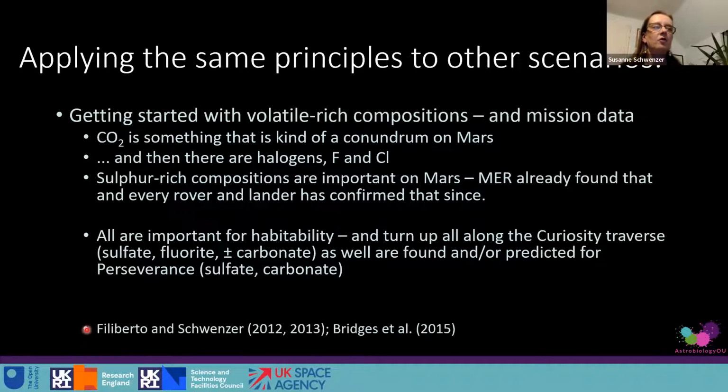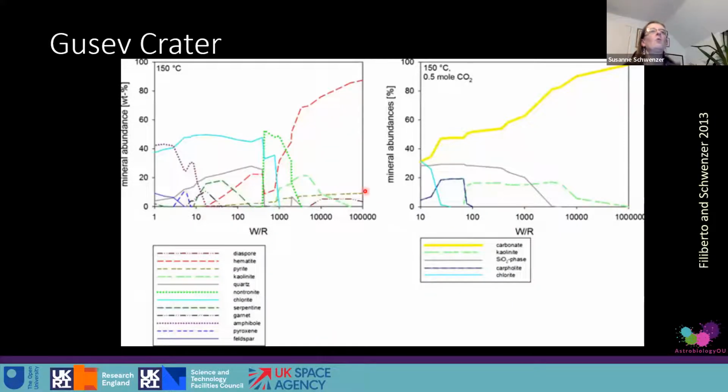And I am now going to show you results from a couple of things that I did with Justin, and then here in the UK with John Bridges from Leicester University, just up the road. And so what we have here is the same Gusev crater composition. We are talking about Humphrey again. And so modeling this rock at 150 degrees C, that's kind of my favorite temperature, and avoiding boiling, 110 bar probably, but avoiding boiling. What you get if you do not have CO2 is a very, very complex scenario.